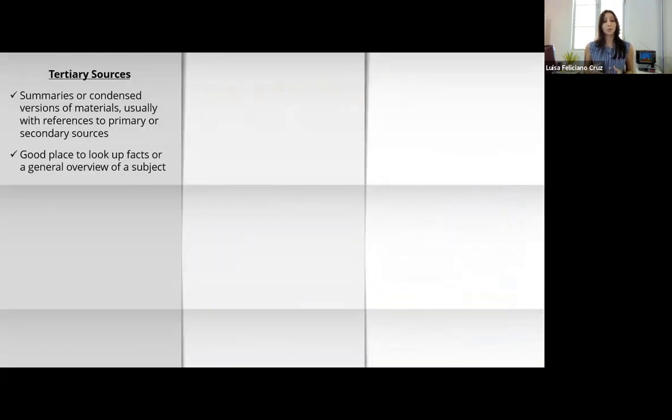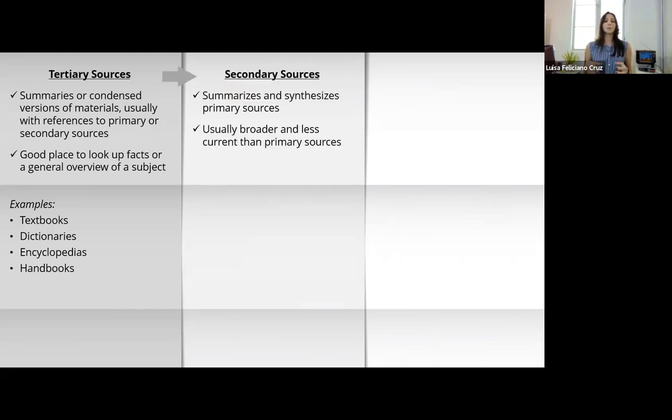Moving on to the sources. So the tertiary sources are usually a good place to start looking up information, a general overview of your research area. They're usually textbooks, encyclopedias, or handbooks. We have secondary sources, right? Which are summaries or syntheses of primary sources. They're usually broader in content, and they're less current than primary sources, which we're going to see next. They're usually called lit review articles or research reviews.